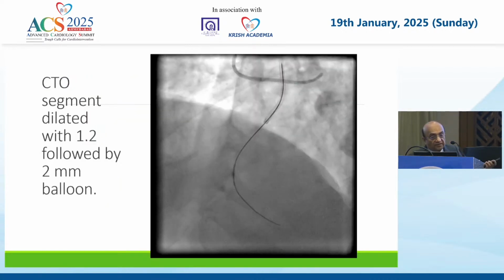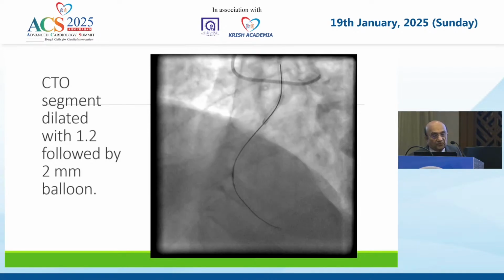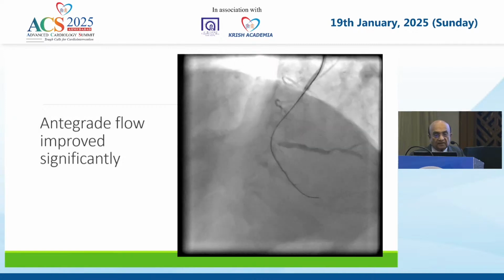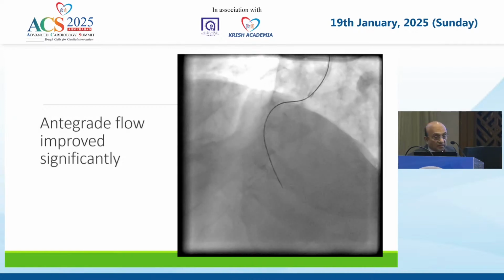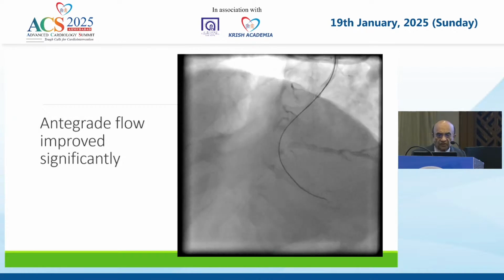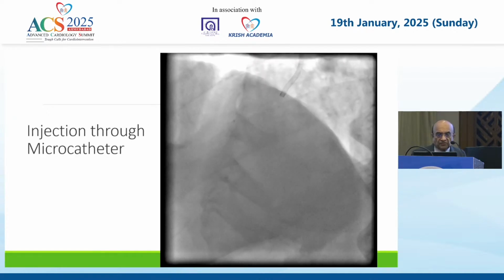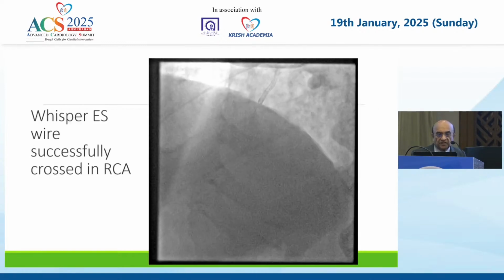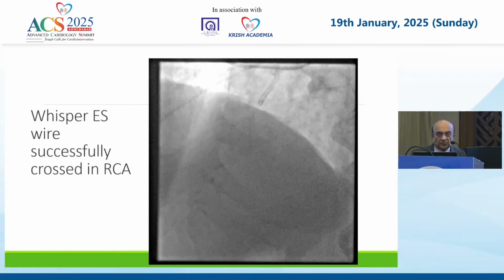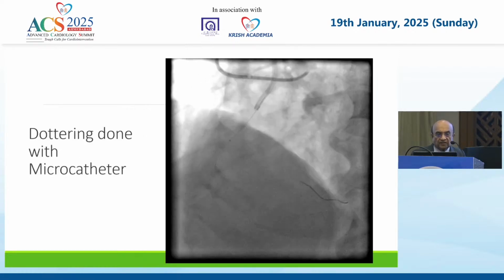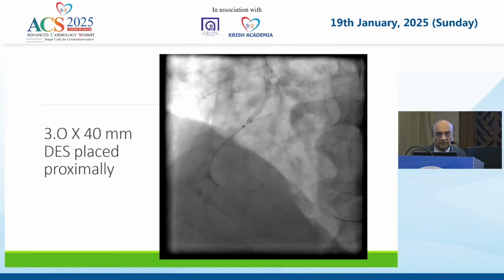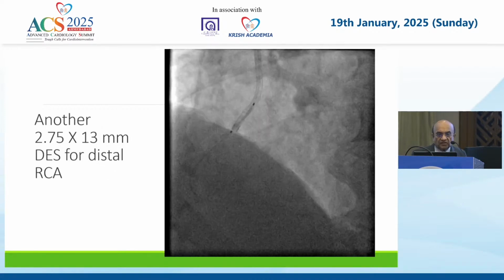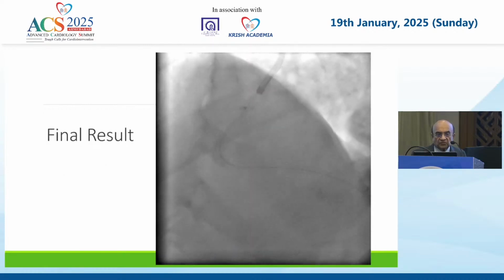Then I dilated that area with a 1.2 balloon, followed by a 2 millimeter balloon, and then brought the microcatheter back, and I can now very clearly see the artery. Now it is very easy to enter. I made an injection through the microcatheter and saw that there is visibility of the distal segment. Then a Whisper Extra Support wire successfully crossed the right coronary artery with the microcatheter, and then we placed 2 stents, one by one, distal first and then proximal, and this was the final result.